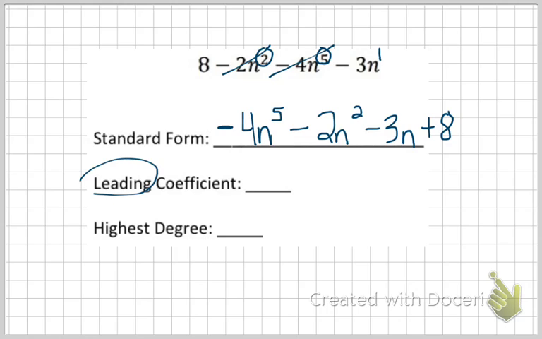So who is our leader of this polynomial? The negative 4. Not just 4, the negative 4. What's the highest degree? What's the highest power? What's the highest exponent? 5.